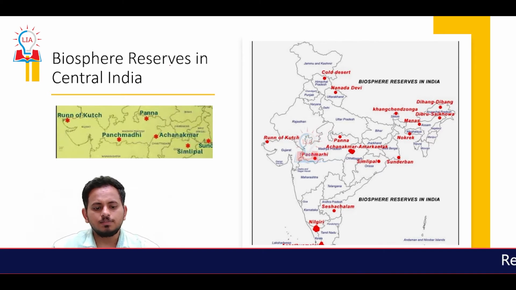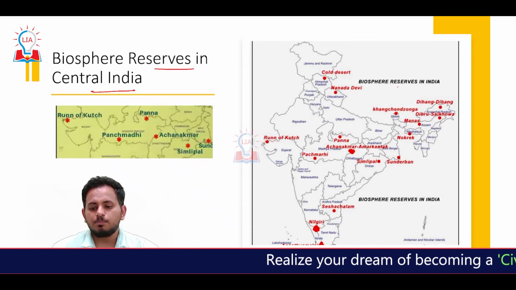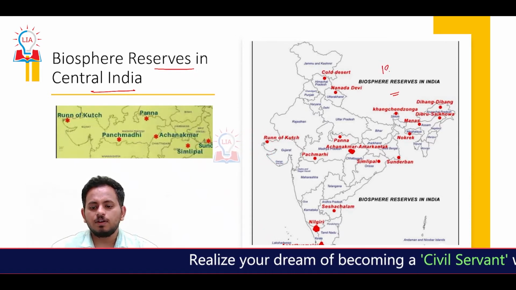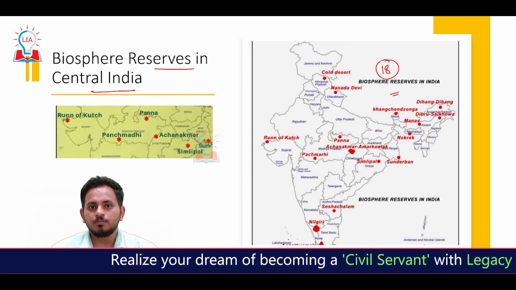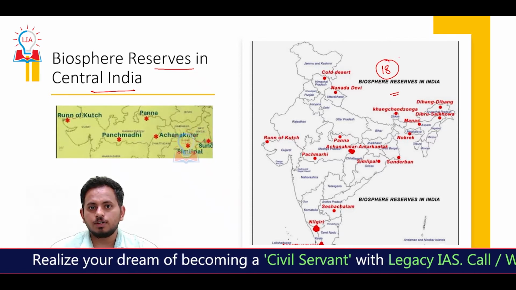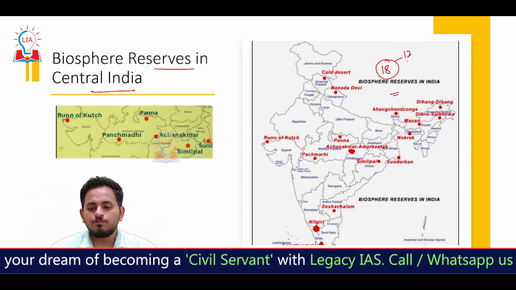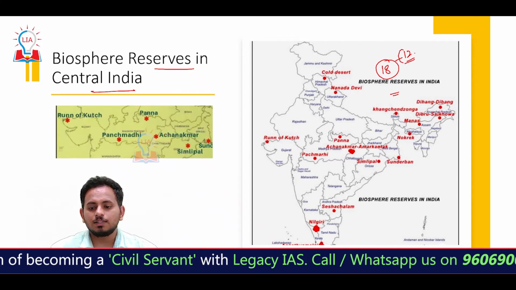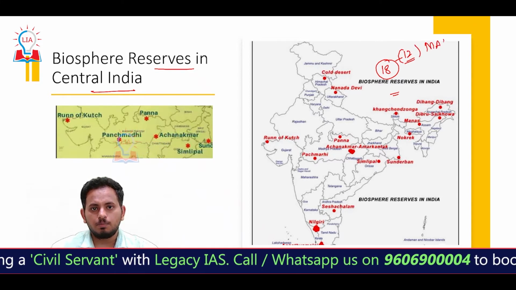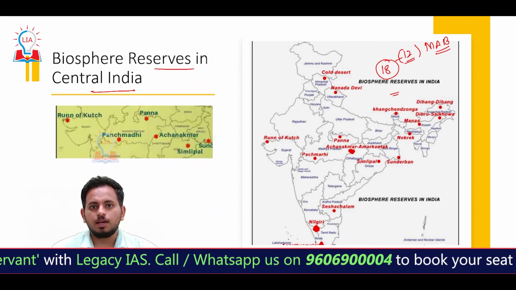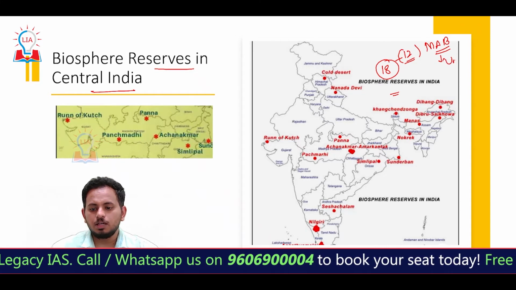Let's start. In this video, we will be covering the biosphere reserves in central India. These are the biosphere reserves that we have. We have 18 biosphere reserves in India, and out of these, 12 biosphere reserves are classified under the Man and Biosphere Reserve concept, MAB, that is by UNESCO.